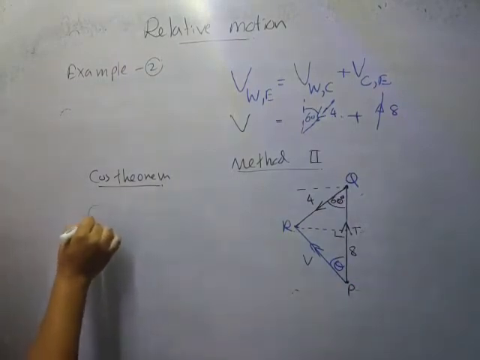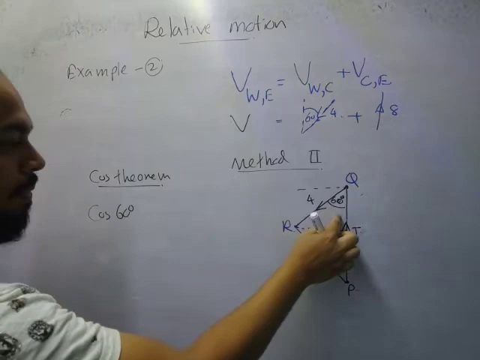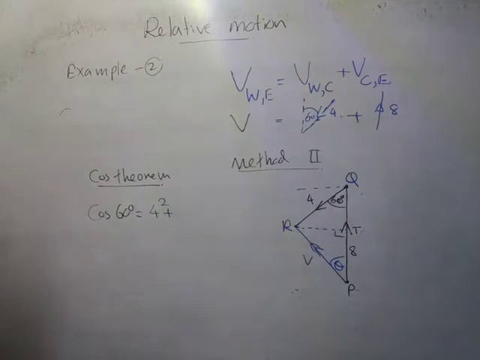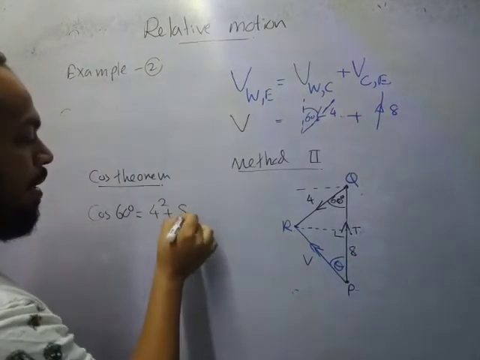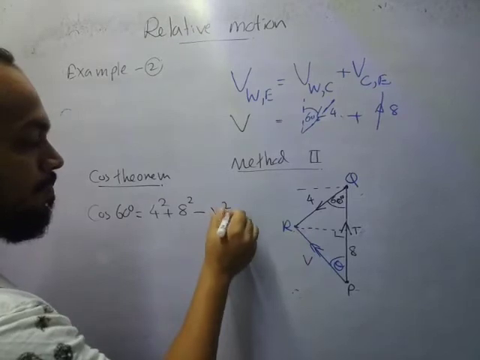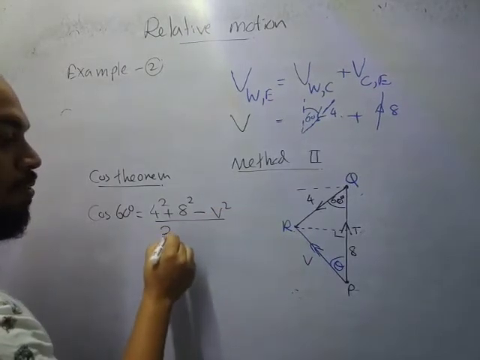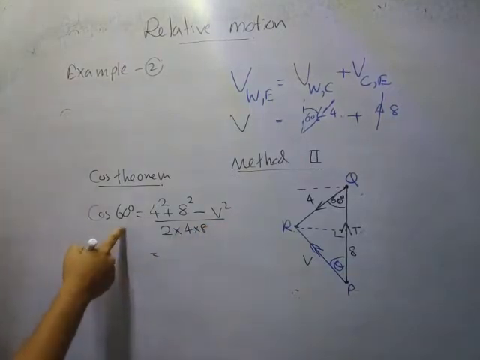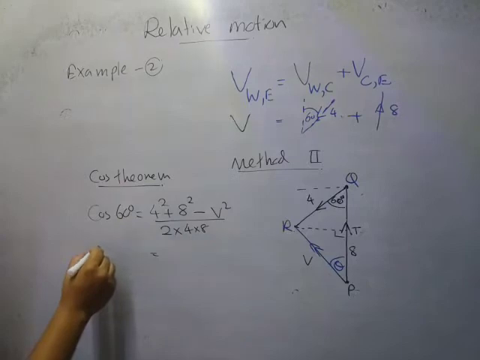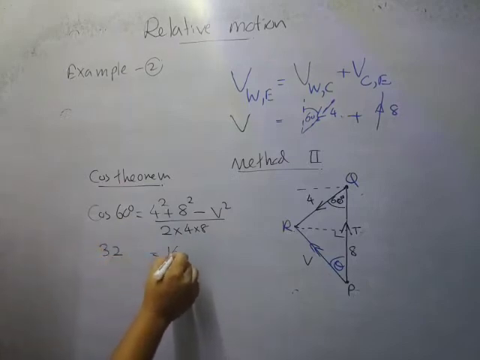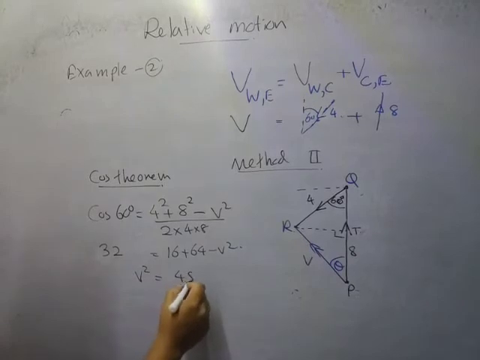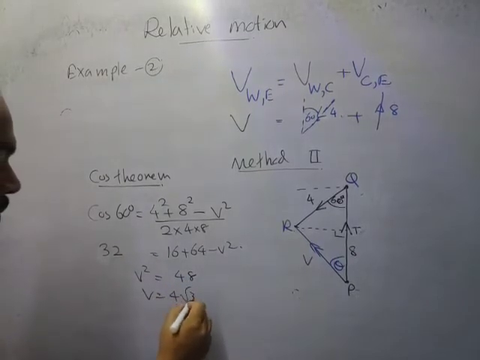So cos 60 must be equal to 4 squared plus 8 squared minus v squared, divided by 2 into 4 into 8. Right. So cos 60 is half. When you cross multiply, you get 32. Then 16 plus 64 minus v squared. So v squared is 48. Therefore, v is 4 root 3.